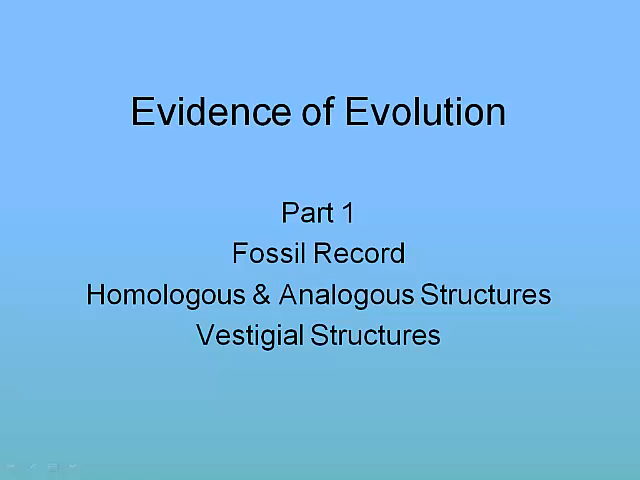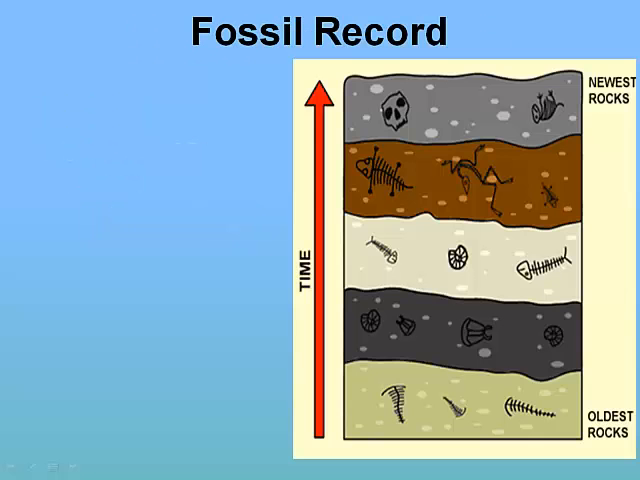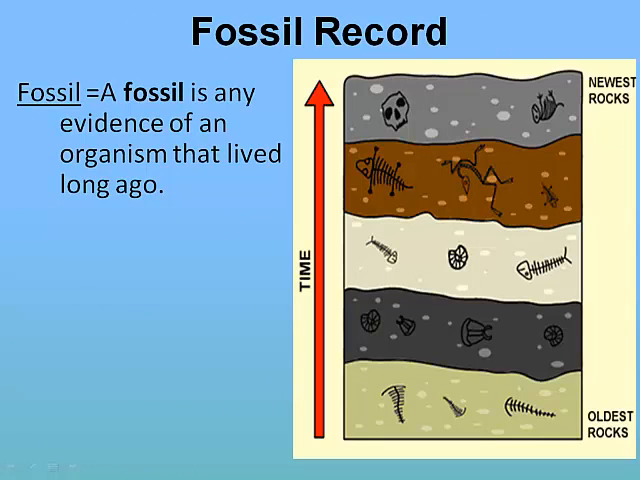Evidence of Evolution, Part 1. Our learning goals for Part 1 are to explain the evidence for evolution using the fossil record, homologous structures, analogous structures, and vestigial structures. First thing we're going to talk about are fossils.